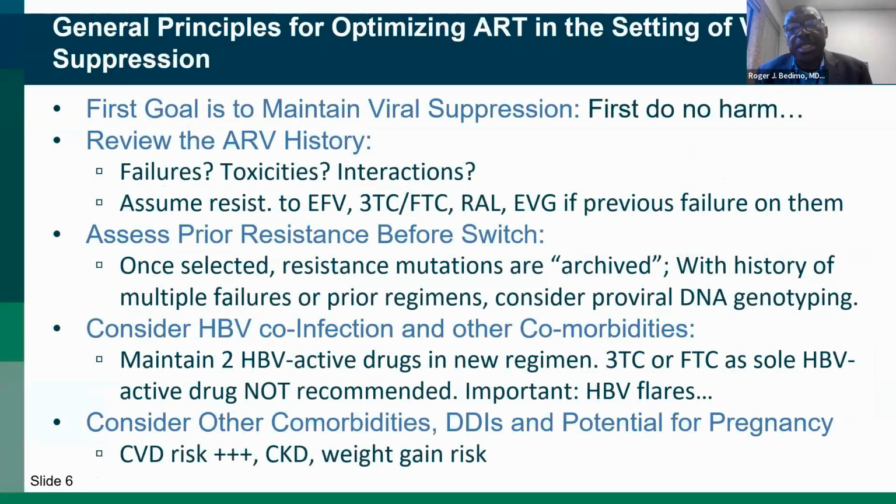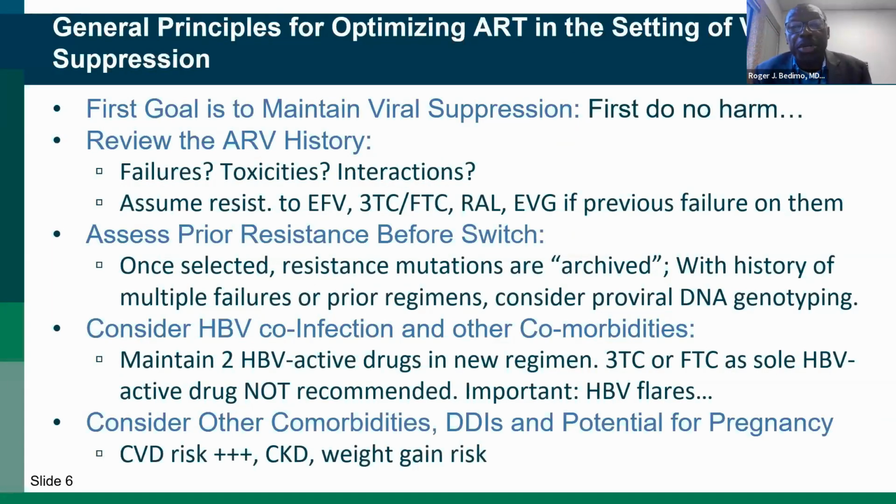Whenever you're switching antiretroviral therapy to address these possibilities, you don't want to lose sight of the number 1, the number 2, and the number 3 reasons for giving antiretroviral drugs, which is to suppress the virus. So you want to keep that at the front of your mind. And then you want to review the history. History is very important. The person may have failed other treatments in the past. They may have had toxicities to other regimens in the past. They may have had interactions.